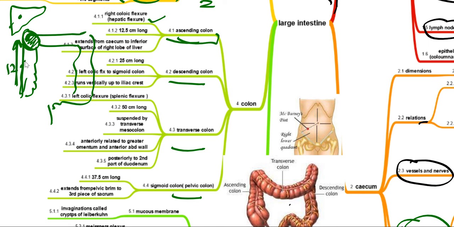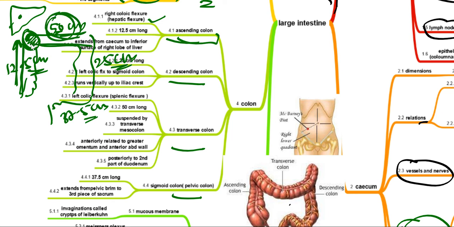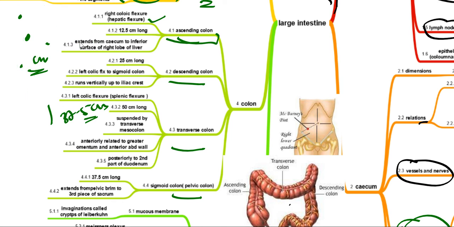The ascending colon is almost 12.5 centimeter long. The transverse colon is 50 centimeter long, whereas the descending colon is almost 25 centimeter long and the sigmoid colon is 37.5 centimeter long. This is the largest. So the ascending colon is present on the right side and has a hepatic flexure. Here the hepatic flexure is present.